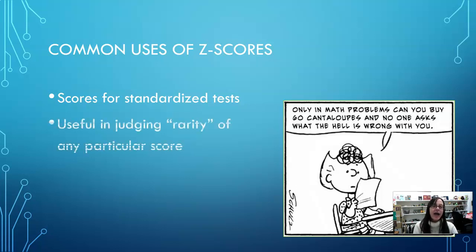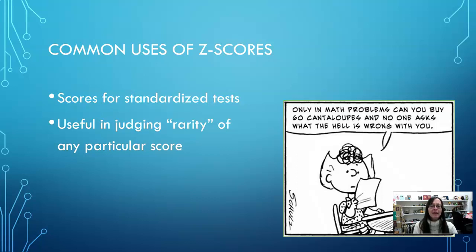But any standardized test, they're using Z-scores. Essentially, it's useful in judging the rarity of any particular score. So if, for example, you are in the 95th percentile, that means you are 2 standard deviations above the mean, and so your Z-score would be 2. That's not what you're given. You're told the percentile, but this is where it's coming from.